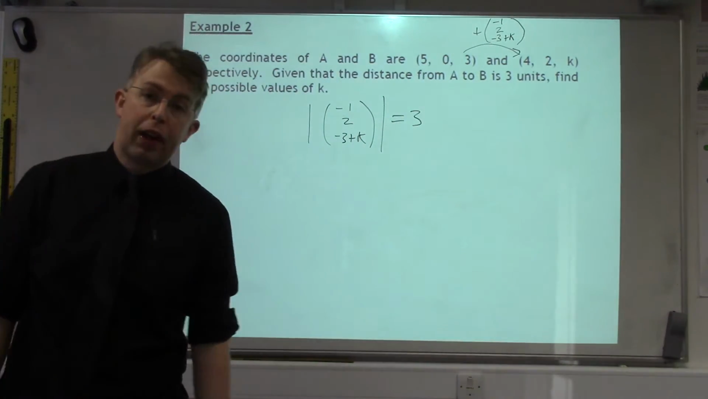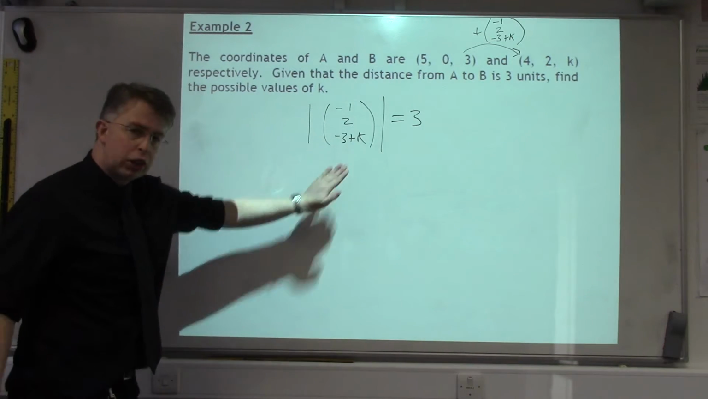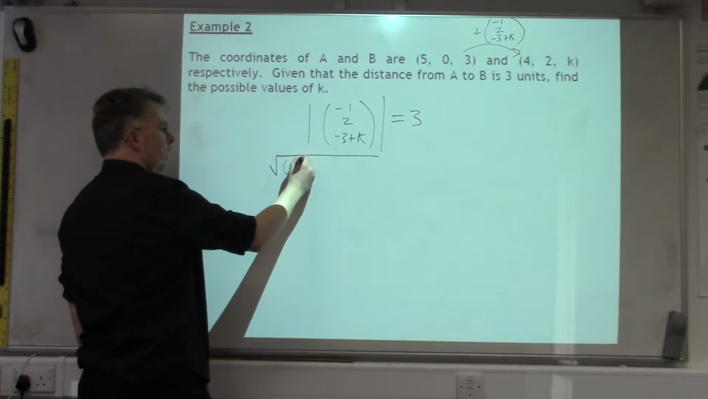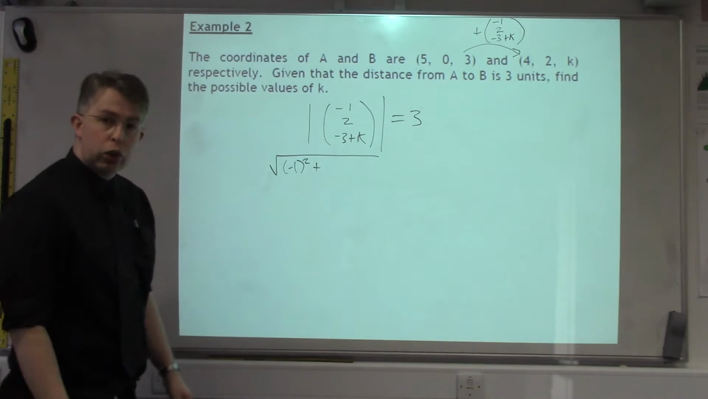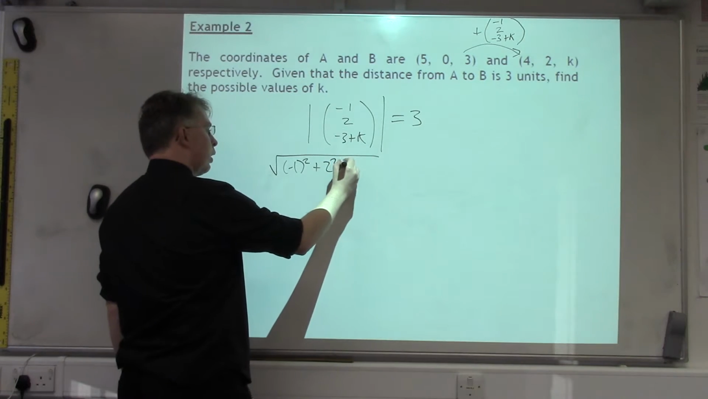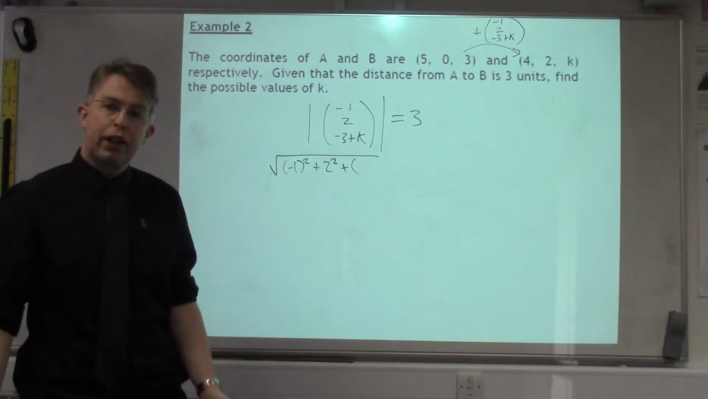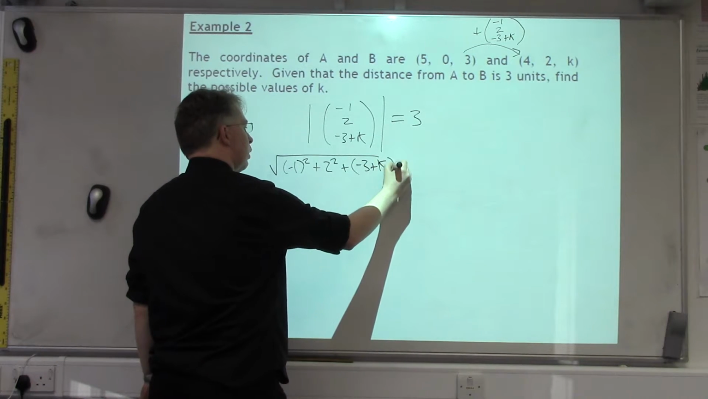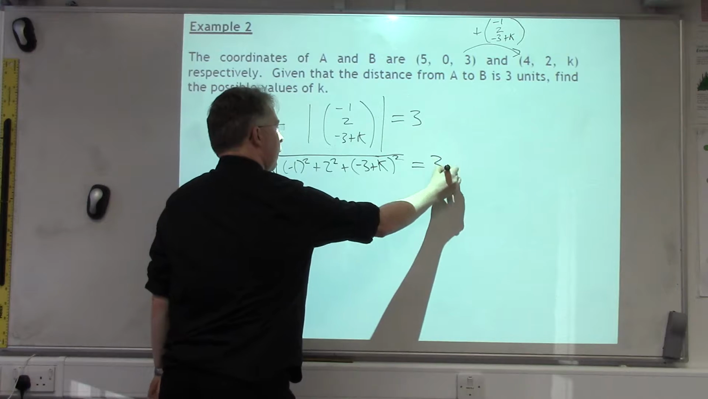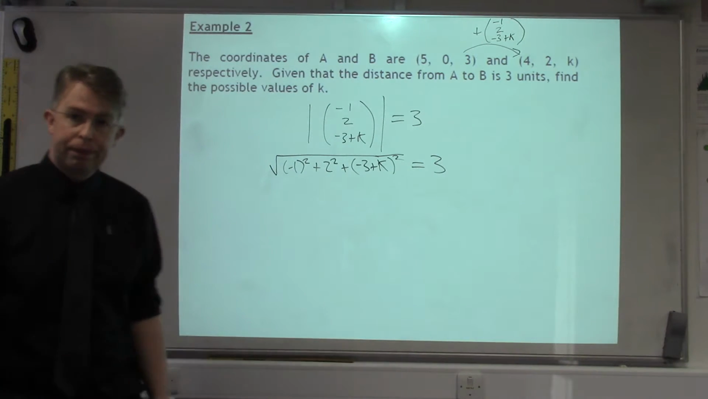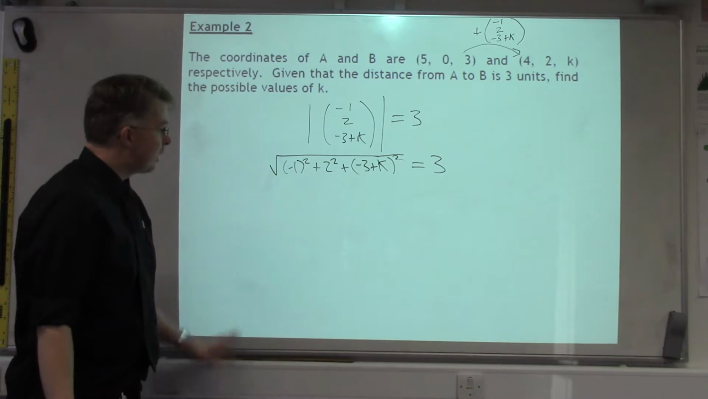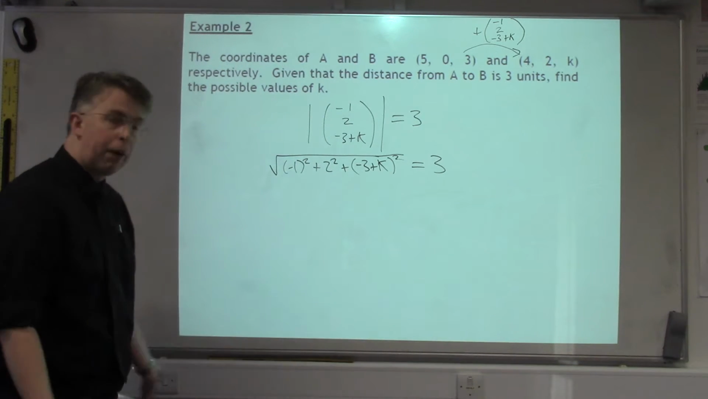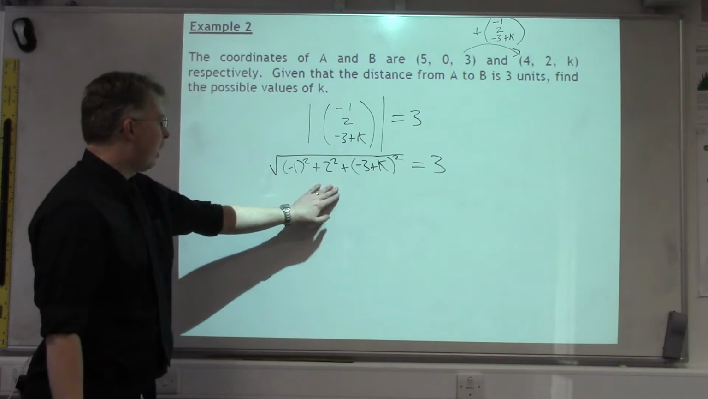And we apply the formula like we did before, but now we've got a bit of algebra in it. So the square root of minus 1 all squared plus 2 squared plus minus 3 plus k all squared is equal to 3. Now to solve this, the square root is in the way, so we can get rid of the square root by squaring both sides. We can calculate a bit of this as well.